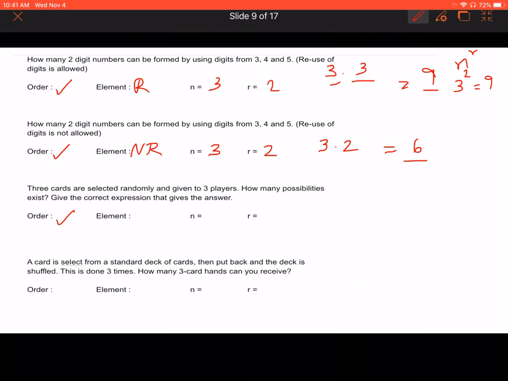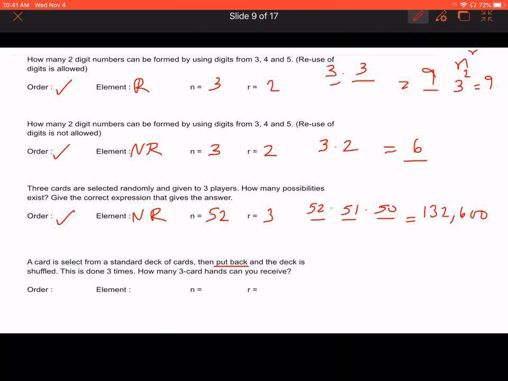Right? So here the elements are not repeated, and the number of cards will be 52, and the number of cards we are going to pick is 3. So that is going to be 3 cards selected. First we'll have 52 options, then we'll have 51 options, then we'll have 50 options, right? So the answer is going to be somewhere around 132600.